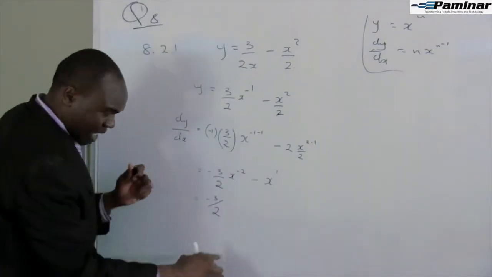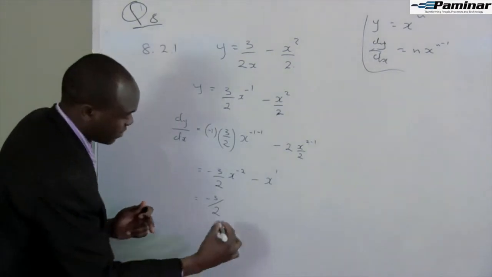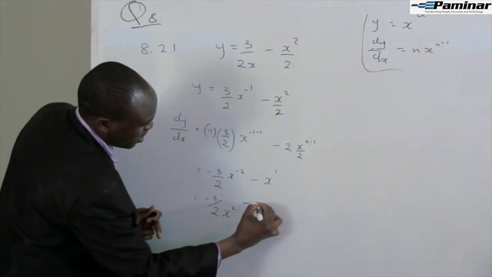Now we bring back that x down. When it goes down, it's no longer negative. It's positive. Minus x.